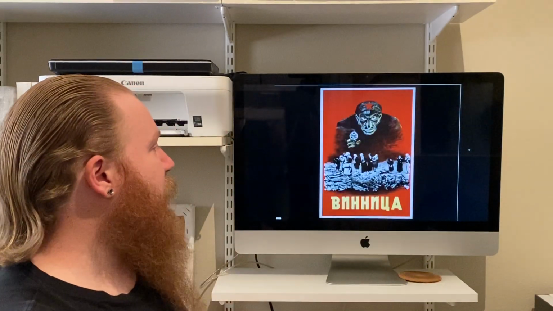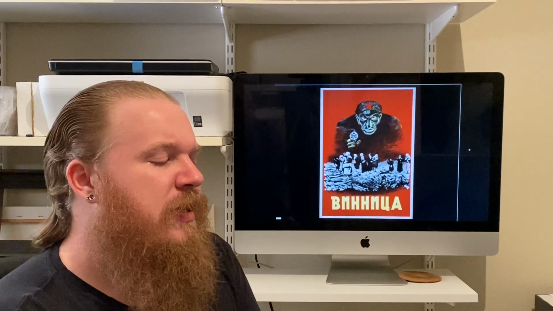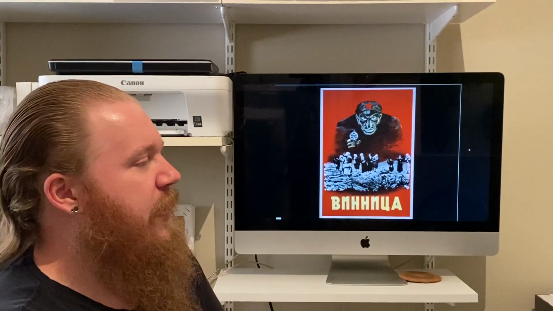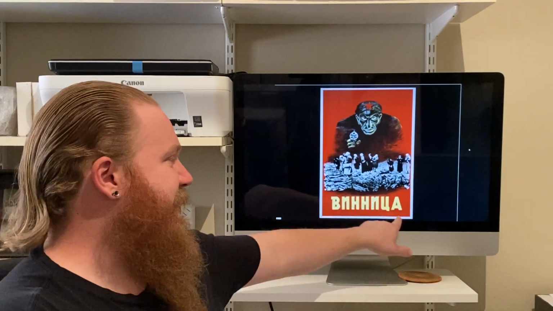But likewise, we also have works that really play up these kinds of ideas of racism and things like that. So this is another poster that was made by the German army, but it was geared towards the Ukrainian people. And it's really trying to exploit the idea of a massacre that took place at Vinnitsa, which is what the text says down here.